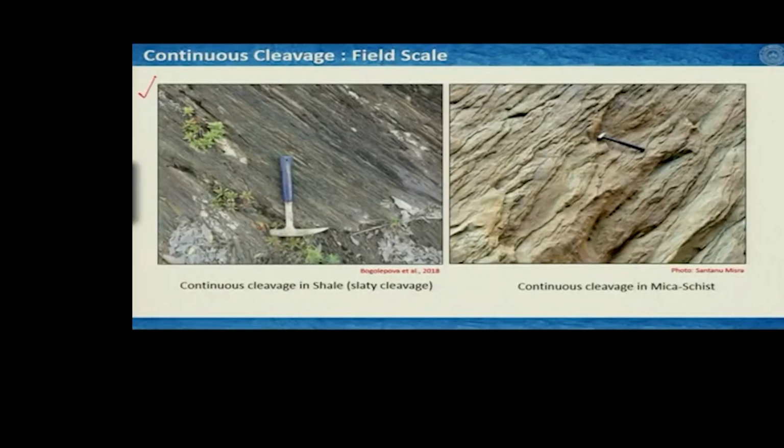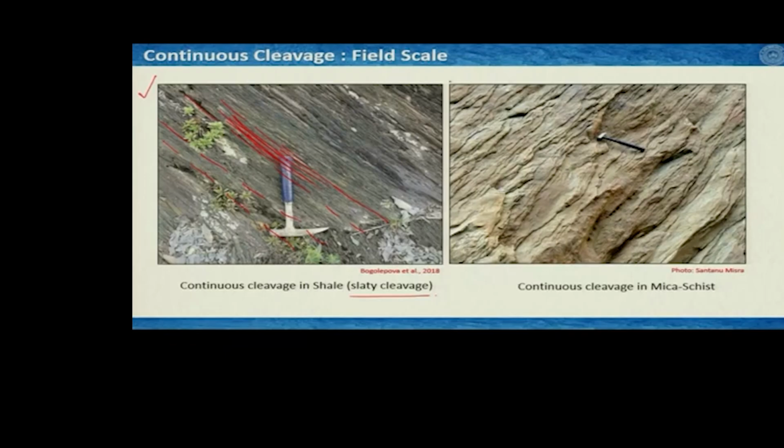Now, we will look at a series of photographs. First we start with continuous cleavage in the field scale. The first image you see on the left side is shale, and as the title suggests, this is slaty cleavage. You can immediately figure out that this is your secondary foliation based on its appearance, and they are continuous because you do not see any space between this foliation. They are very much continuous foliation.